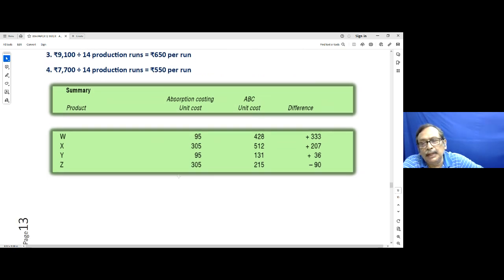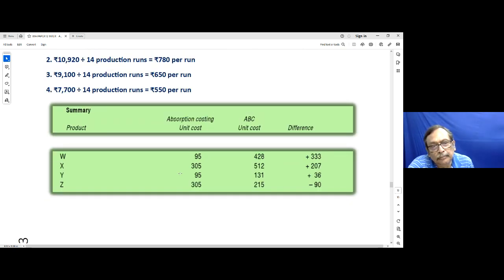So, summary, we are going to have product W, X, Y, Z, absorption costing unit cost, we have jotted down. ABC unit cost, we have jotted down. So under ABC, the cost will be more by 333. Then for X, 305 and 512, so it will be more by 207. Then 95 and 131, it comes to 36, plus 305 and 215, there will be a decrease in cost under ABC to the extent of 90.